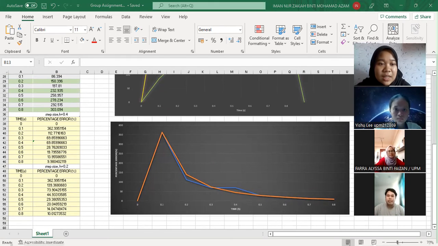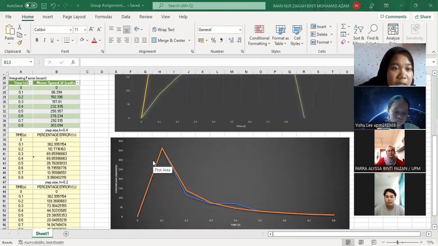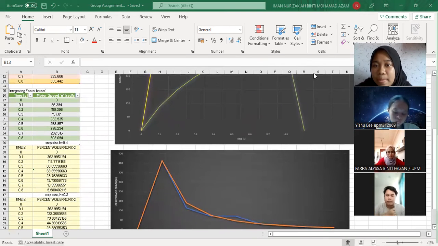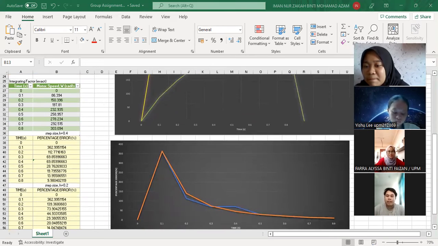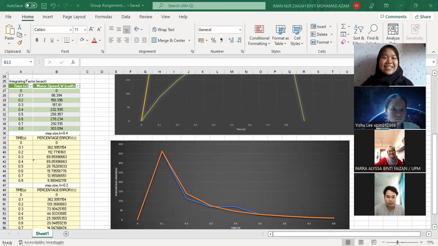I think by using the exact method, it is nearer to the exact value rather than if we use the Euler method, right? Yes. So if we use the exact method, the data will be more accurate. I think that's all from us, but is there anyone to add something?